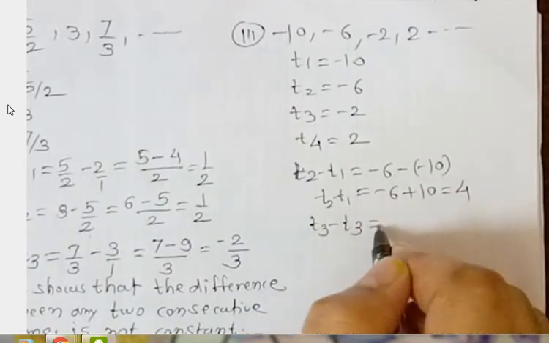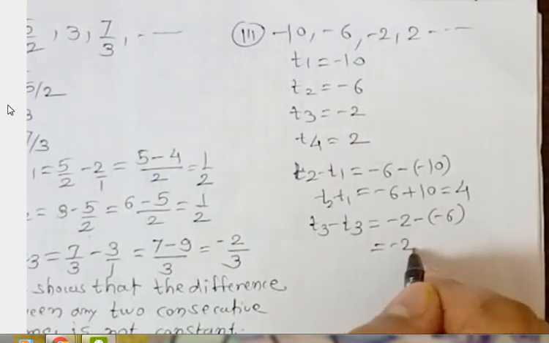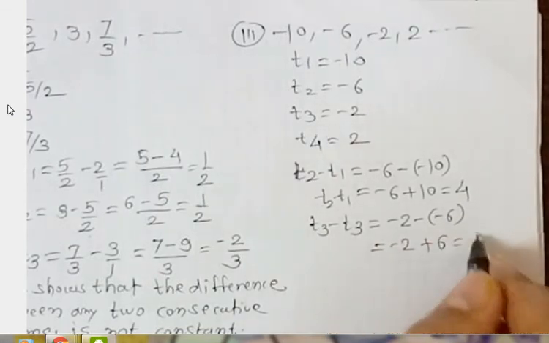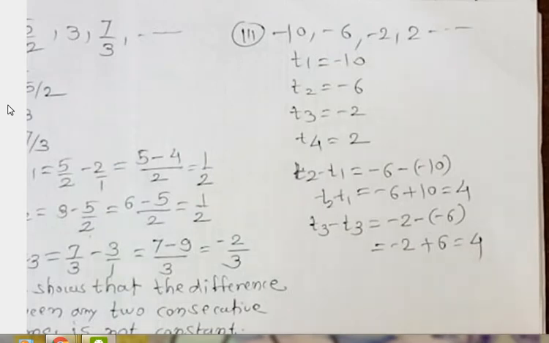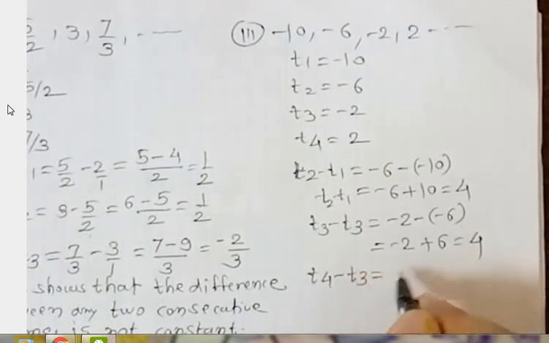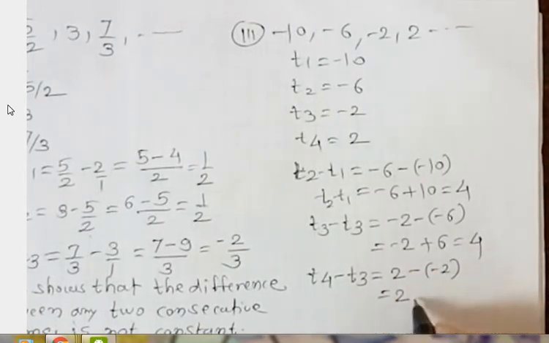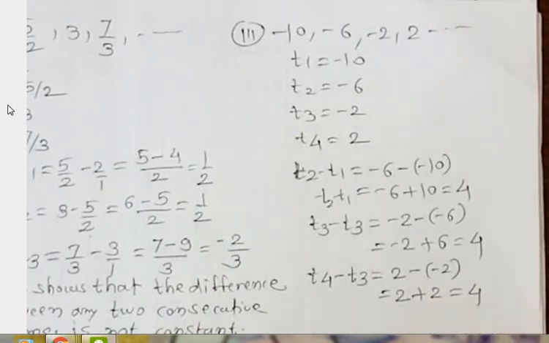Then T3 minus T2. T3 is minus 2 minus minus 6. That is minus 2 minus minus, plus 6. That is also equal to 4. Then T4 minus T3. T4 is 2 minus minus 2. That is 2 minus minus, plus 2. 2 plus 2 is 4.